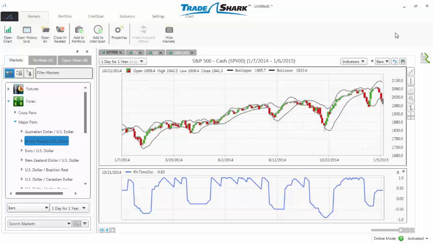I use it as a check on other types of indicators. In this example I'm showing you, S&P Cash, I use it as a check on Bollinger Bands. So let's look at what happens in late October. In late October, the time oscillator is at a very low reading. The market takes off to the upside and starts banging up against the upper Bollinger Bands.